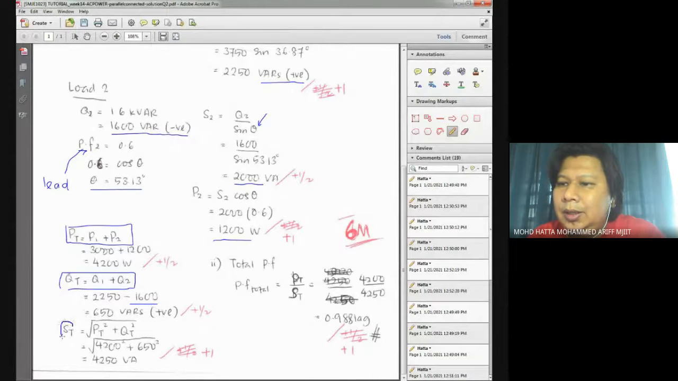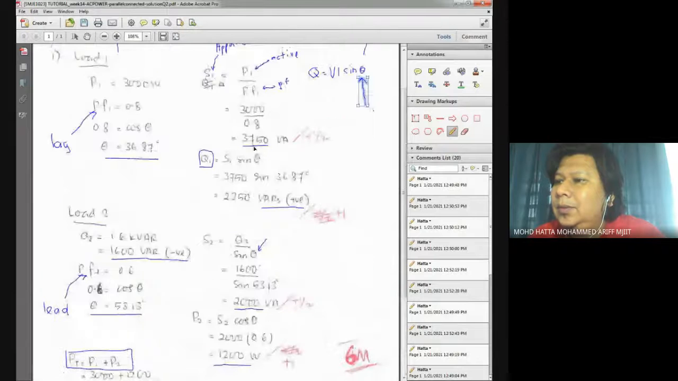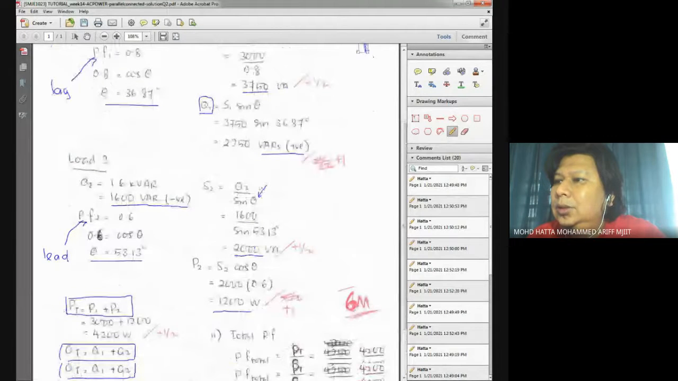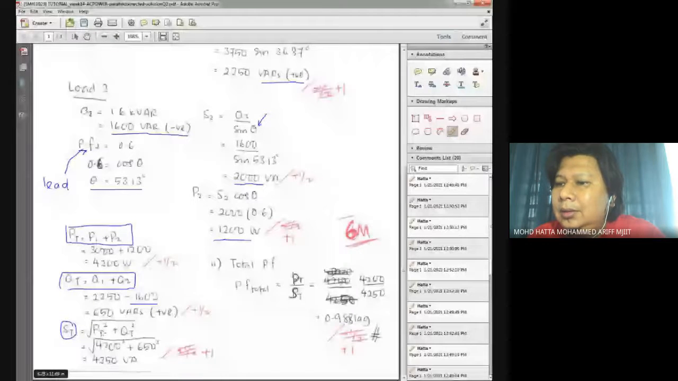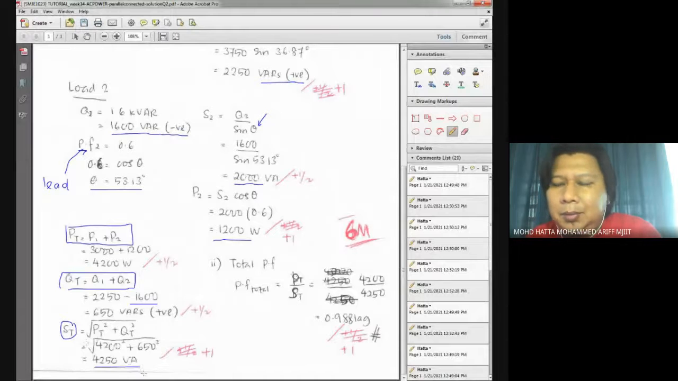And this one is very crucial. In order for you to get S total, you cannot just combine this S1 that you find here, 3750, plus 2000. You cannot do that. What you need to do is use the Pythagoras theorem. Based on these two values, you need to square them, sum them, and then take the square root in order to get the total apparent power.